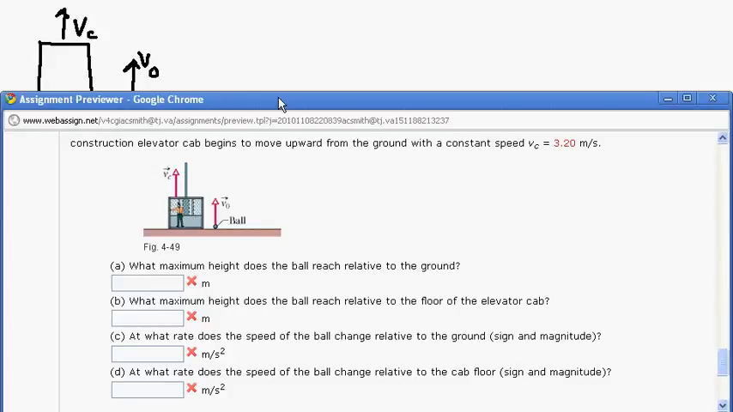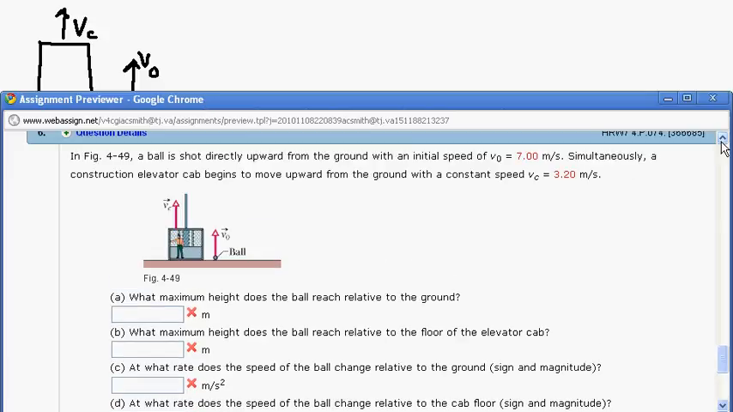All right, last problem, and I've already started my diagram there, but we've got this ball being shot directly upwards with some initial speed, and the construction elevator begins to move upward from the ground with some constant speed, blah, blah, blah. So we want to find first what maximum height does the ball reach relative to the ground, and then what maximum height does the ball reach relative to the floor of the elevator cab.